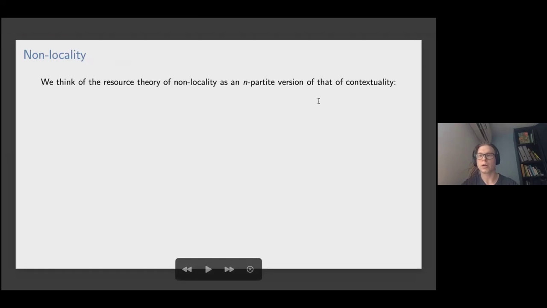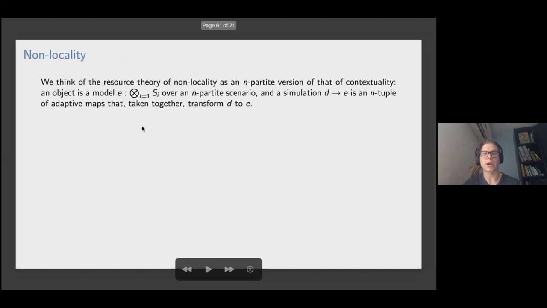And now I don't have much left. I'll explain briefly how this transforms to the n-partite version. I'd like to think of it as an n-partite version of the theory. So you'd say that a resource is a system or empirical model defined over an n-partite scenario. And a simulation is a simulation like in the previous case, except you should give a simulation for each of the n parties. So in pictures, it looks a bit like this.